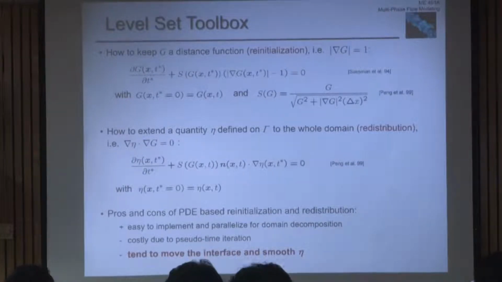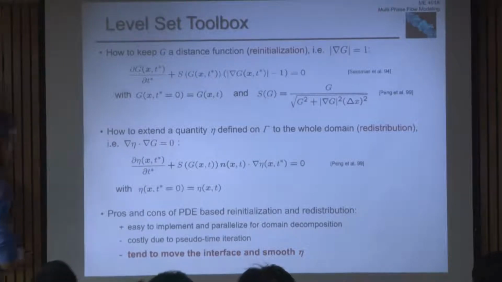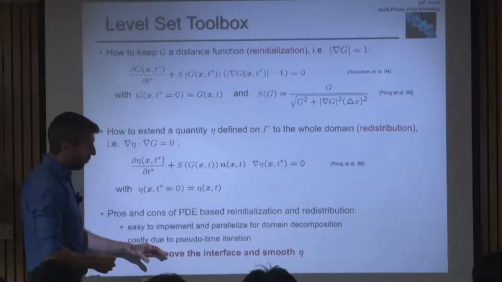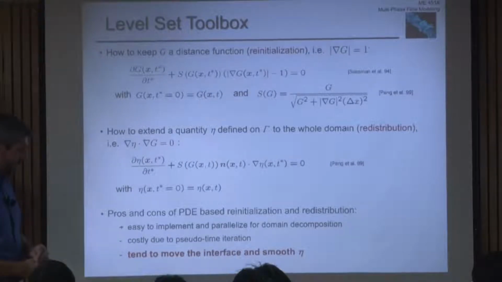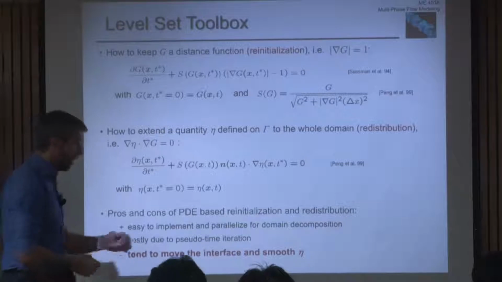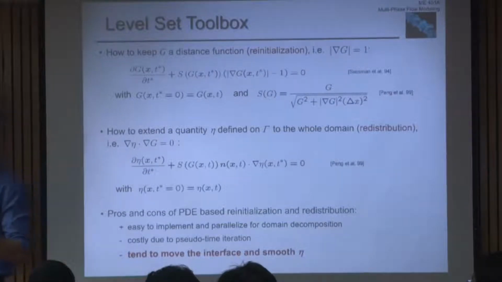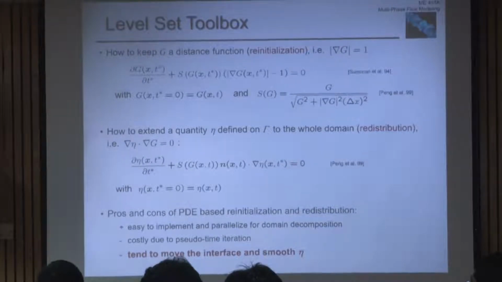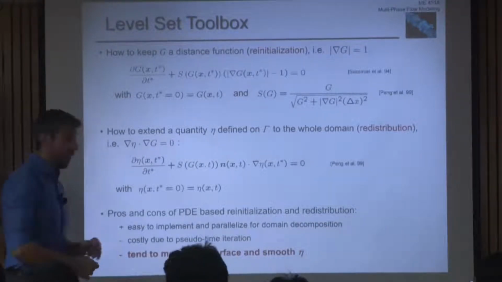Okay, so this is all fine and good, but there are problems. And this was kind of the message I was trying to give you yesterday, which is that this reinitialization moves the interface, and it smooths the level set field as well as any auxiliary function that you might be interested in extending. So this is not a perfect method. Also, it is pretty costly.